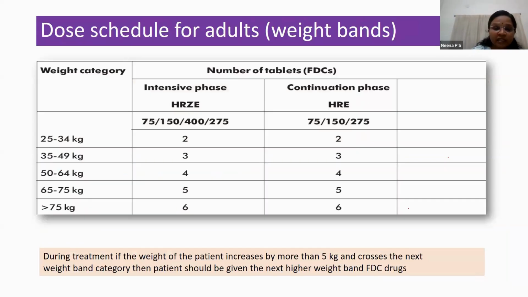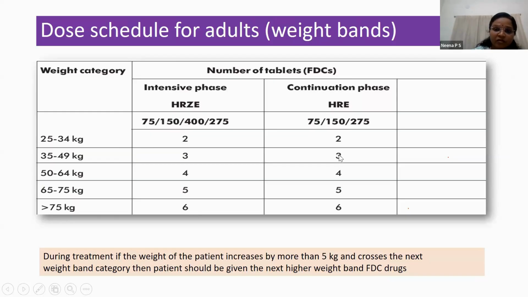So this is a weight band. A single FDC tablet will be having the INH in the dose of 75 mg, rifampicin 150, pyrazinamide 400, and ethambutol 275. And depending on the weight band, the number of tablets will be different. So for 25 to 35 it is 2, then it's 3, then 4, then 5, and 6.